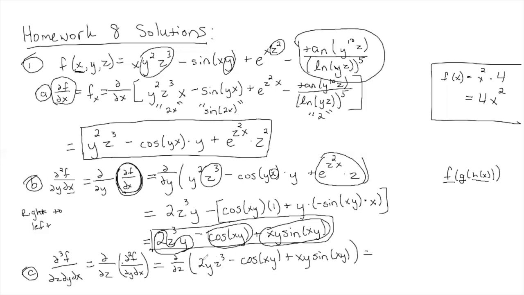The only term with a z in it is my 2yz cubed, so I bring the power of 3 down. I get 6y z squared. 6y is the constant that has to stay. I take the 3, multiply it by the 2, it gives me 6, and I drop the power. Cosine xy has no z's in it. That goes to 0 because it's the constant. Xy sine xy goes to 0 because there's no z's in it. And there we are.